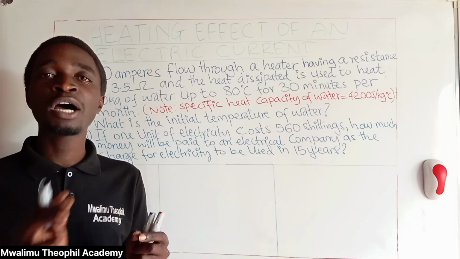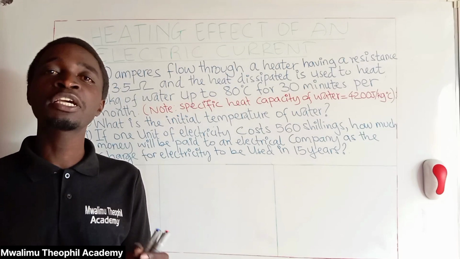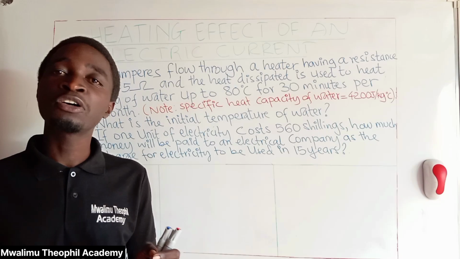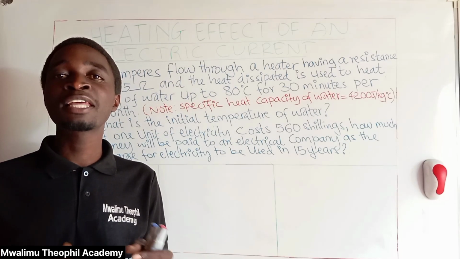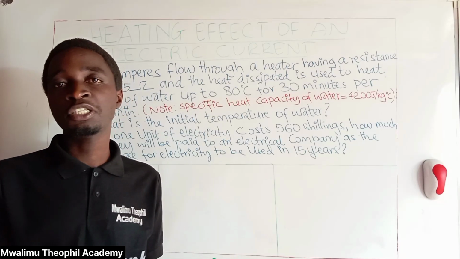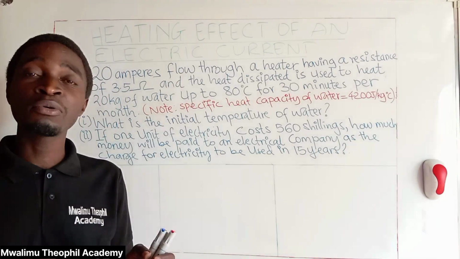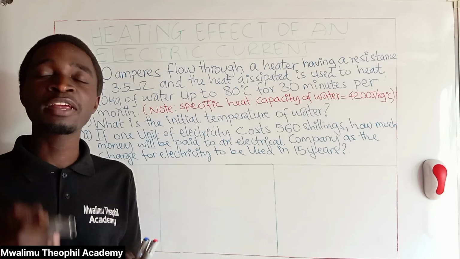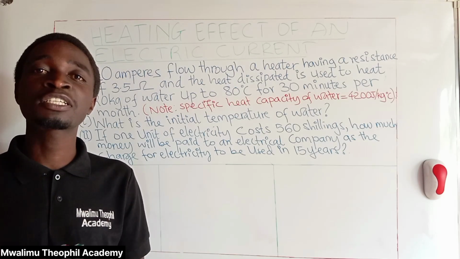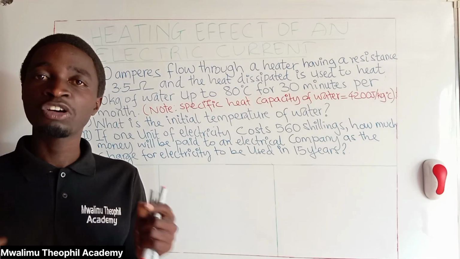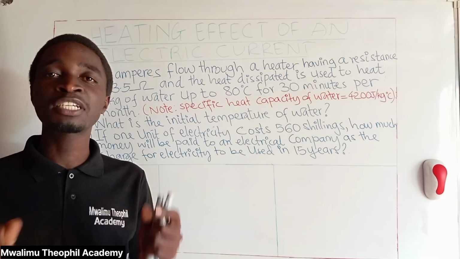Also, we are able to iron our clothes by using an electrical iron because an electrical iron is capable of converting electrical energy into heat energy. So that's how you can find that it is very important to know the concept of the heating effect of an electrical current, because it is useful in our everyday life.